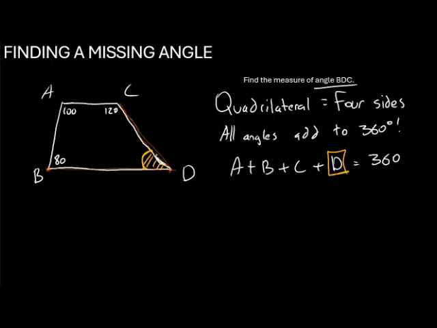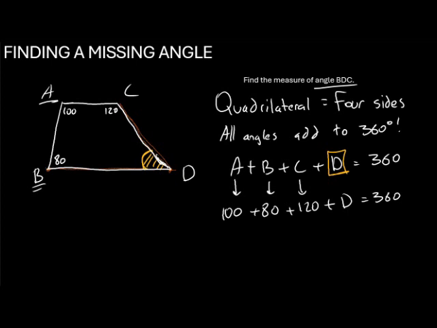But the good news is we know what A, B, and C are. Angle A is in the upper left side, and we can see its measure is 100. We'll place that for angle A. Then for angle B, we can see it's 80. And then for angle C, we'll say 120. We'll put plus signs in between them, and then we'll say plus our unknown angle D. Together, these all make 360.